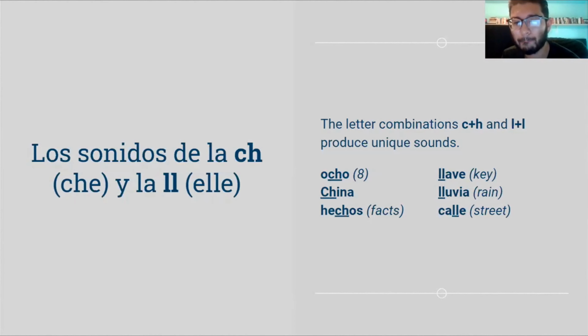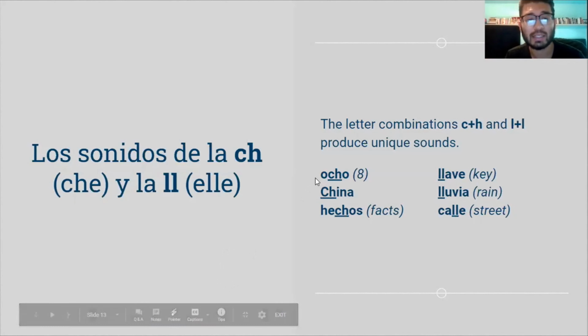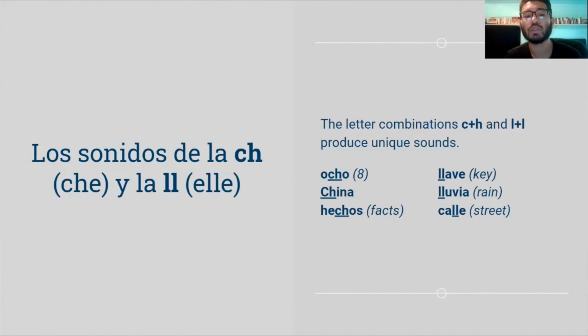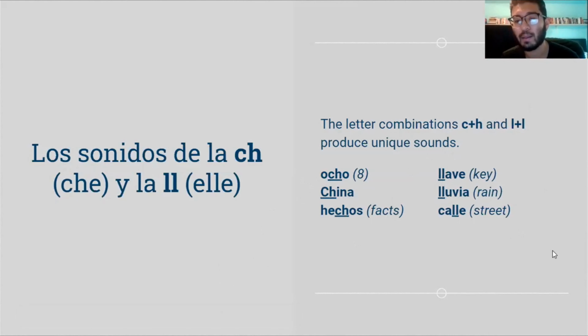In Spanish, a word with the letter L, like, for example, lago, or lake, the letter L produces the same sound as in English, but whenever we have two L's together, we have the sound for elle, no? And we have it in these examples: llave, lluvia, calle, no? A very particular sound now.